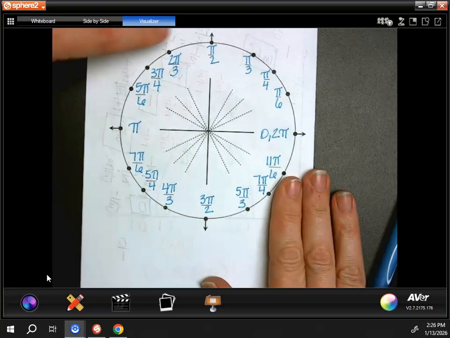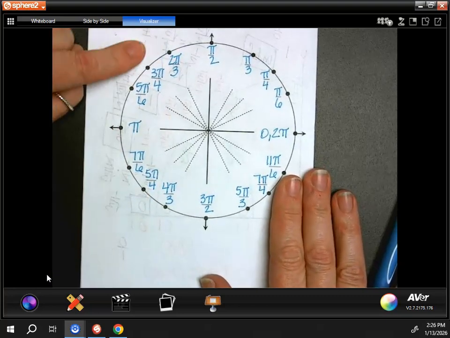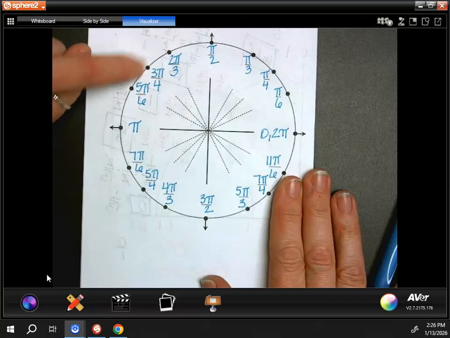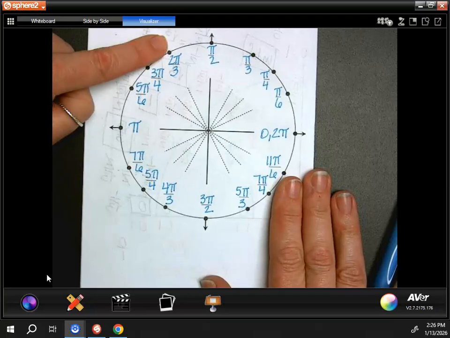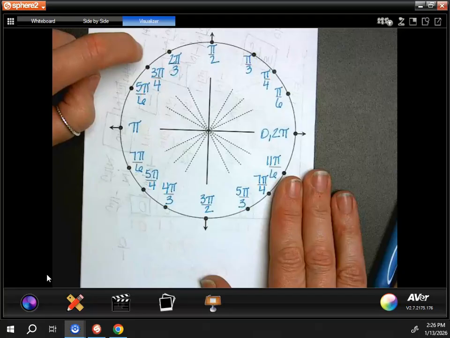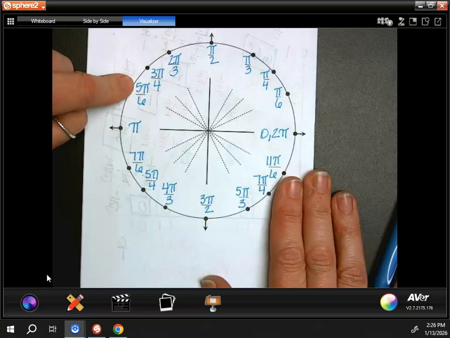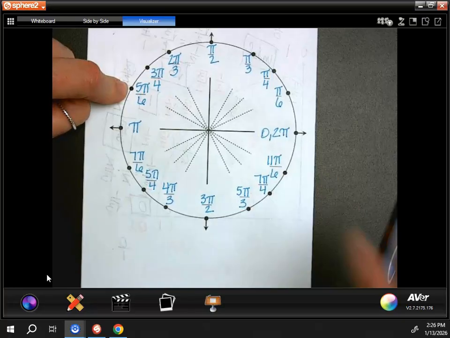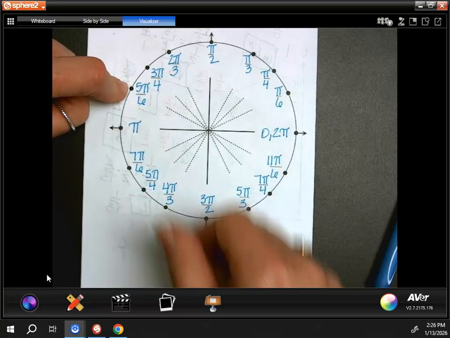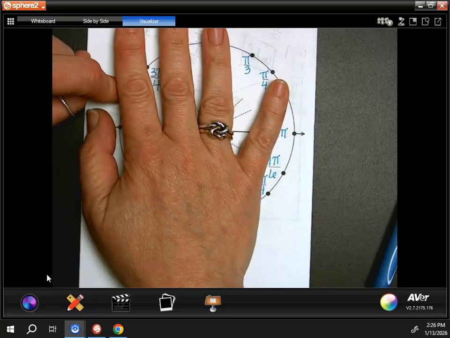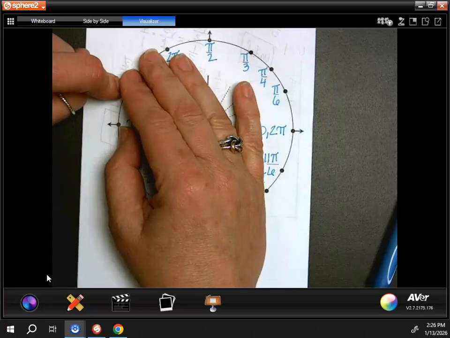All right, so now I want you to look at these 3 angles right here, the 3 angles that are in the second quadrant. Look at how the numerator is related to the denominator in each of those 3. What do you notice? It's 1 less. In the second quadrant, the numerator is 1 less than the denominator every time. So if you're looking for your second quadrant pi fourths angle, I don't even have to think about this. I know the numerator is 1 less, so it's going to be 3 pi fourths.